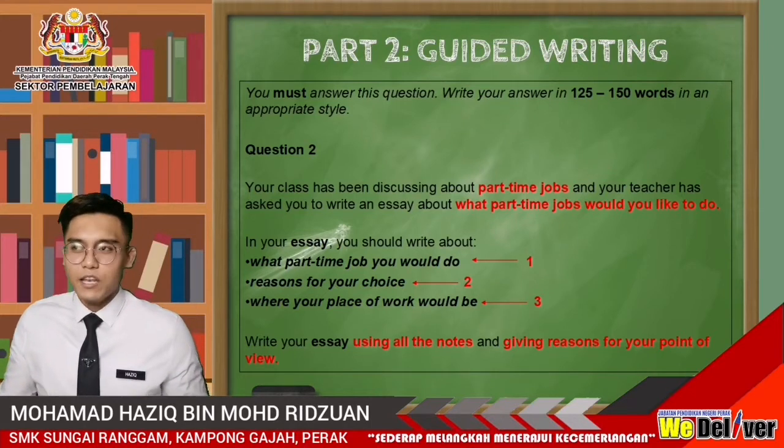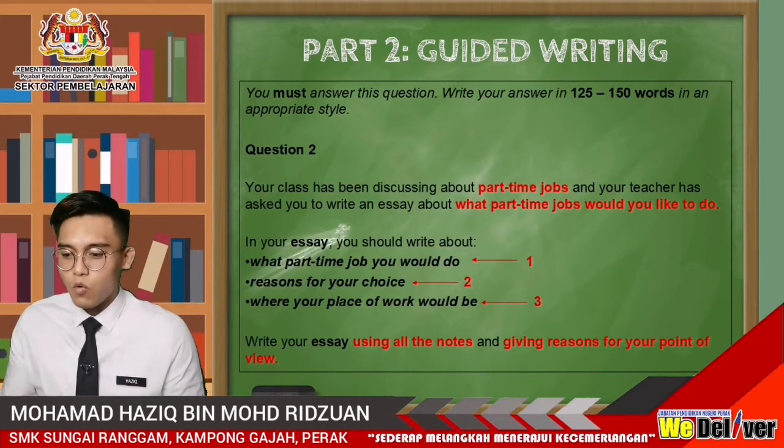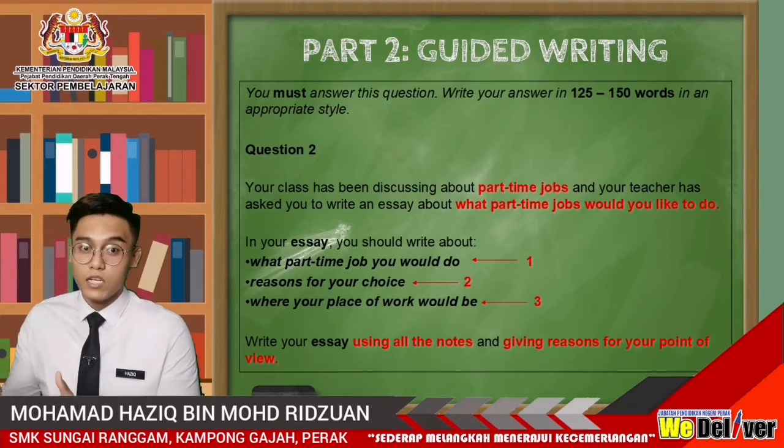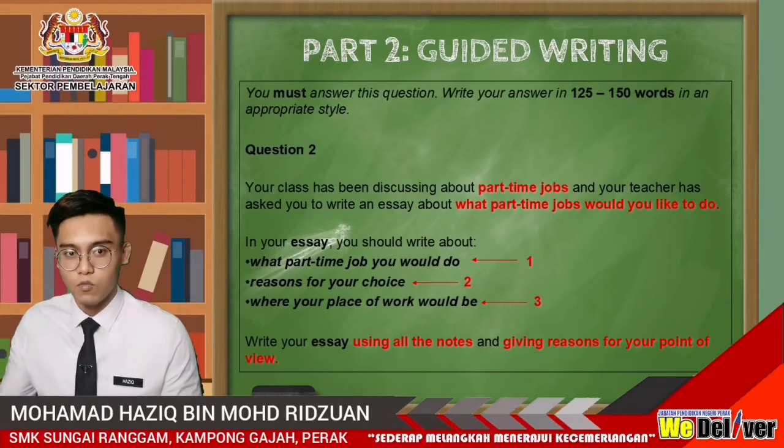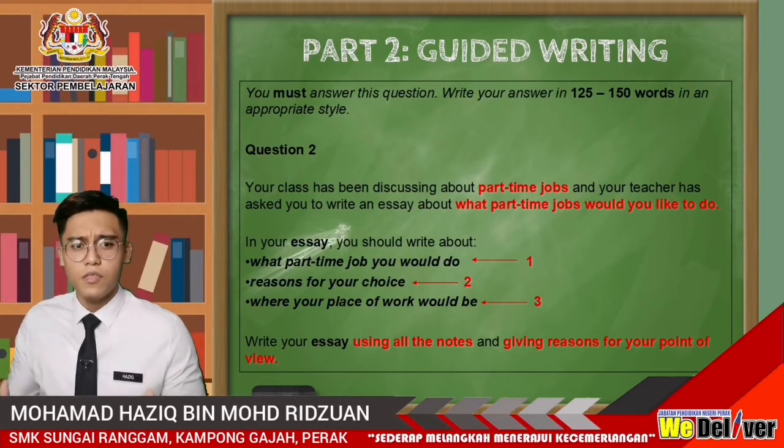So for guided writing, it will be slightly longer. It will be around 125 to 150 words. Okay, you do not write less than 125. You do not write more than 150 words. You have to be very strict with the word count.